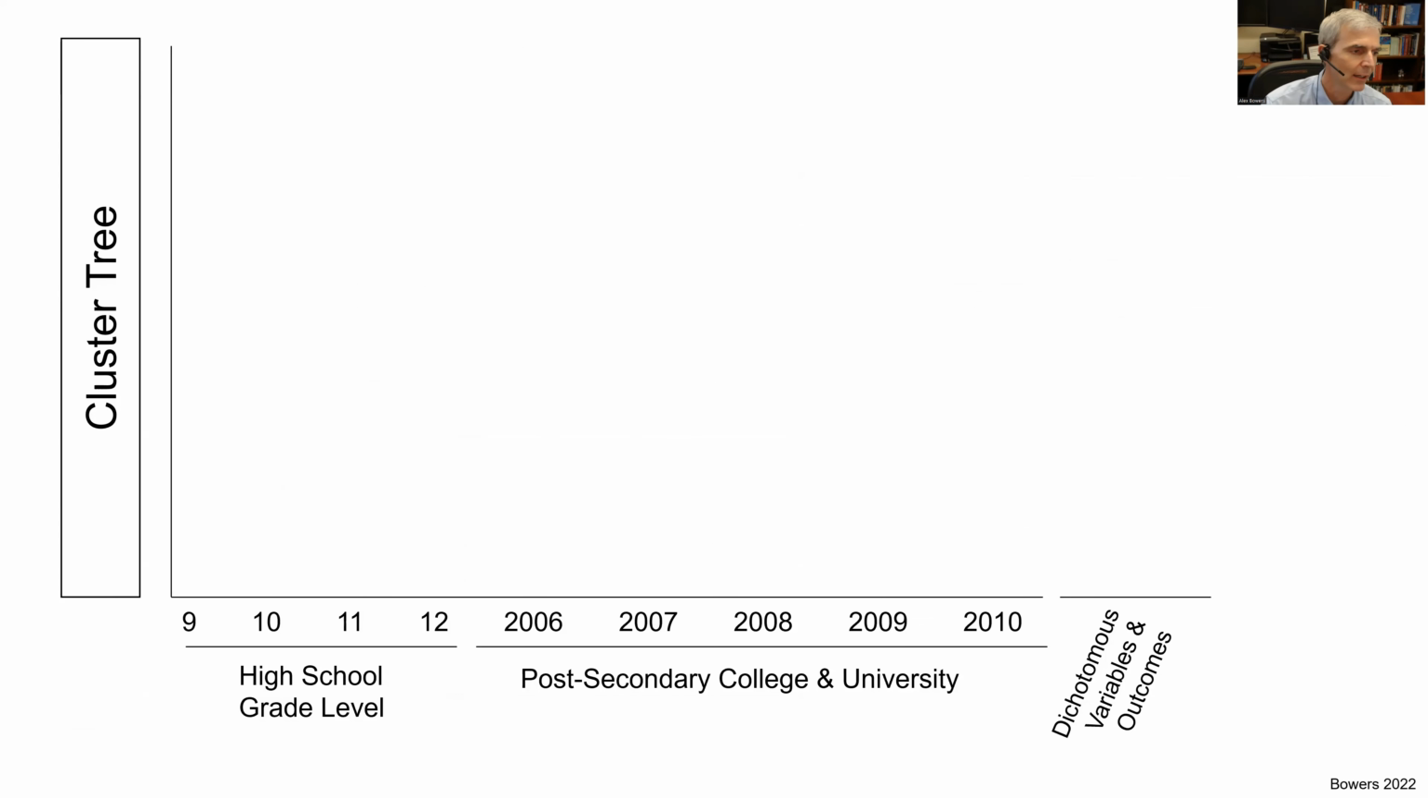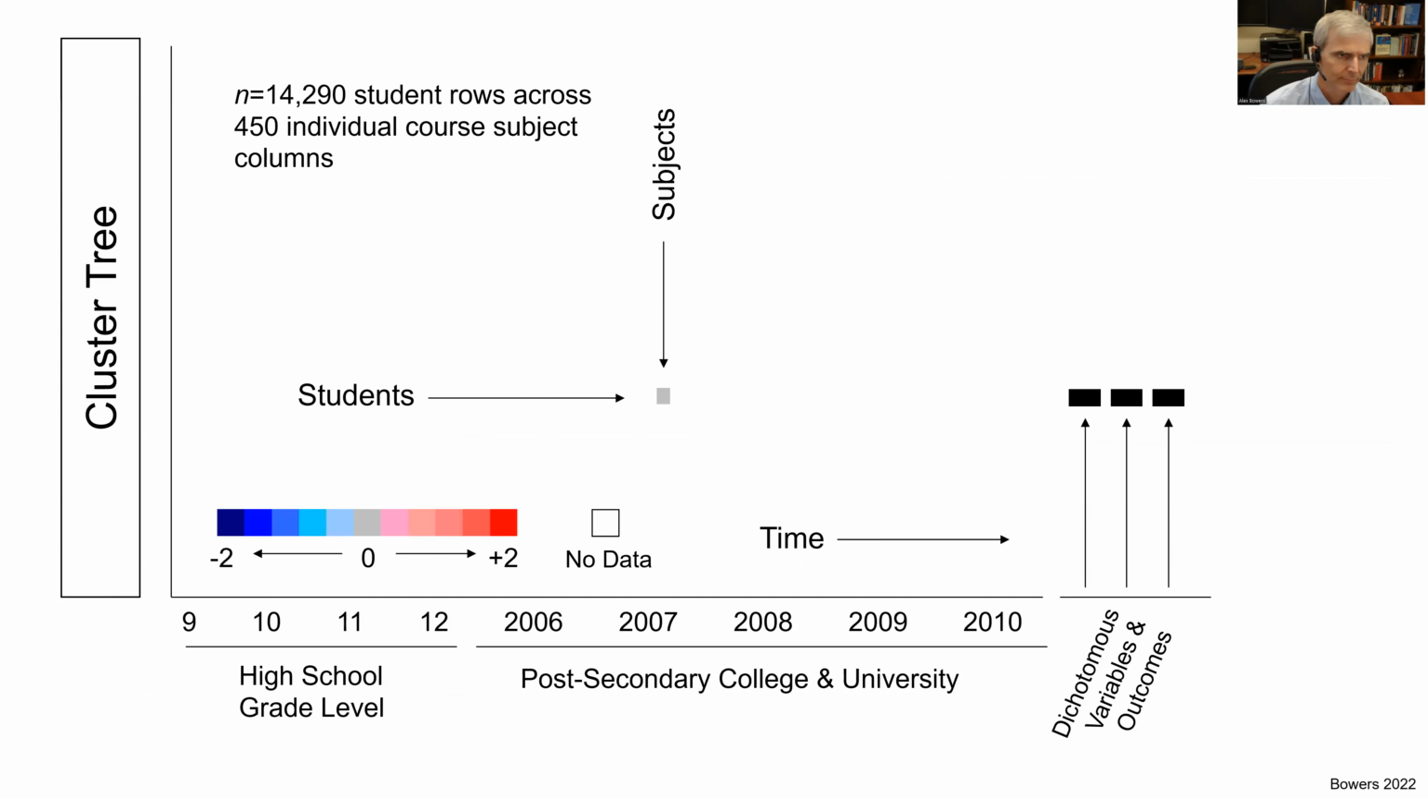And so again here, time will be on the x-axis, and the cluster tree and 14,000 rows of students will be on the y-axis. Every subject will be represented by a column, z-scored, for their grades, students by rows. Blue is a low grade z-scored, gray is going to be the average, and red will be high grades. White will be no data, so they did not take that class. And then we've got high school grades 9, 10, 11, and 12, then 2006 as a dual enrollment year, and then 2007, 8, 9, 10 in college.